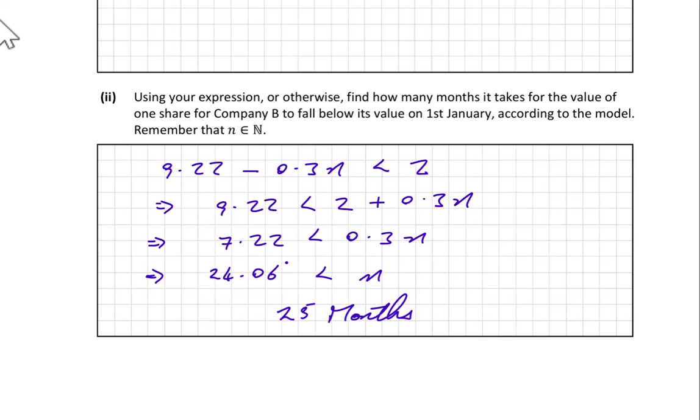So it takes 25 months after the 1st of January to fall below 2 euros again. Because if you think about it, 0 to 1, that's the first month. 1 to 2 is the second month. 2 to 3 is the third month. So 24.06 is the 25th month. Okay, so that's it for part 2.